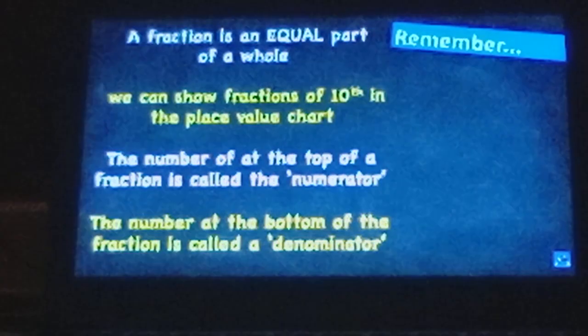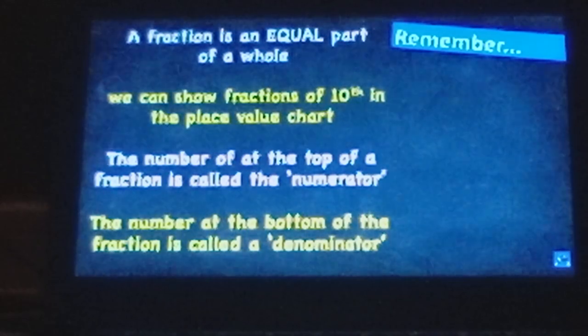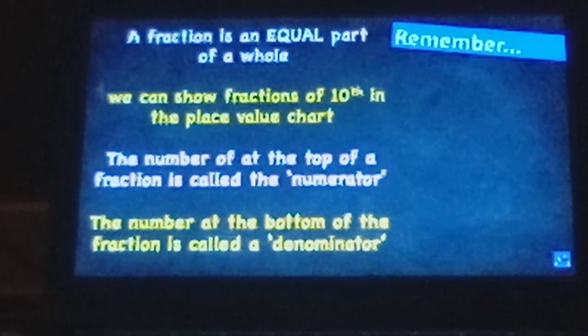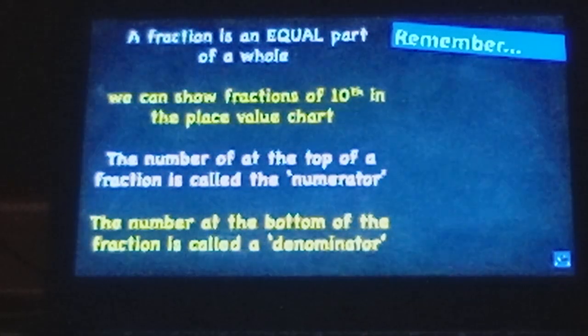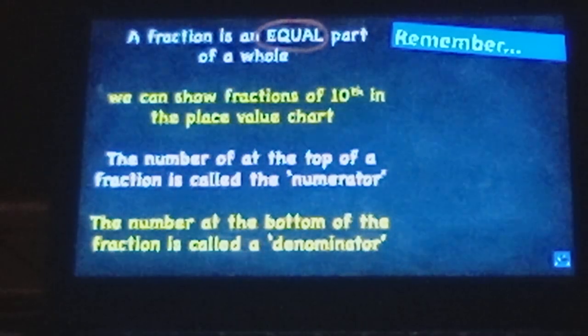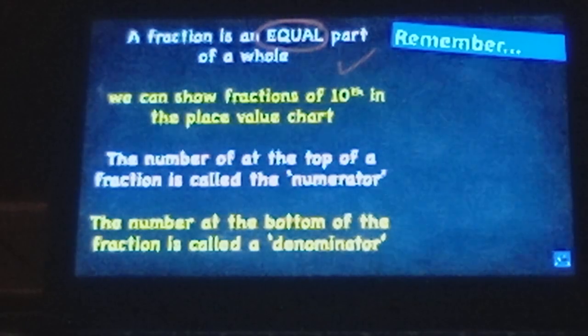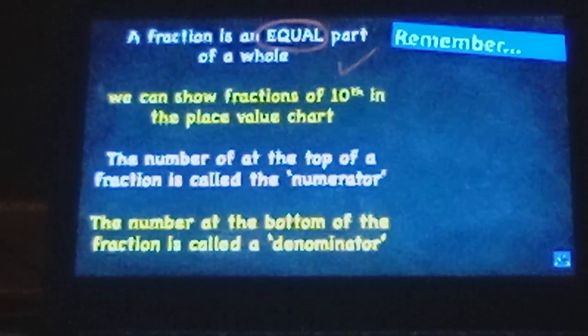Awesome, so that was a quick introduction to fractions. In our next lesson, we're going to look at what equivalent fractions are. So make sure you stick around for that. But today we want to remember that a fraction is an equal, very important word in fractions, part of a whole. We can show fractions of tenths in the place value chart.